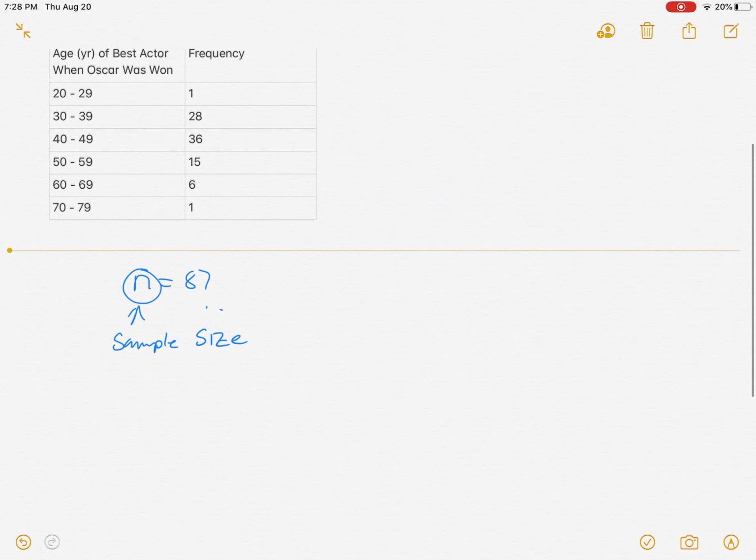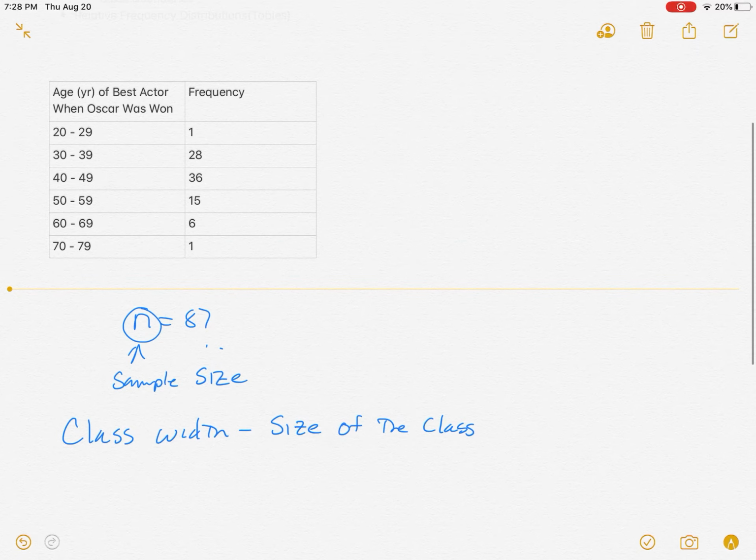But they are going to ask you about class width. The class width is the size of the class. That's the technical definition. And it may be tempting to say that each one of these classes has a class width of 9, but they're not. Each one of these classes has a class width of 10. So for our frequency table up there, the class width is 10. Why do I say it's 10? Look at the size of the first class. It's 20, 21, 22, 23, 24, all the way up to 29. How many different possibilities is that?